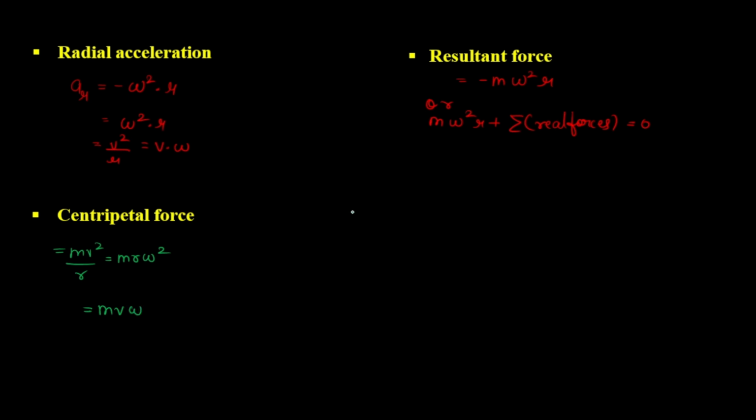We have another formula of alpha. Alpha is equals to omega minus omega naught divided by t. This is also a formula of alpha. Here it is angular acceleration. So alpha is angular acceleration. You can use this formula as well for it.